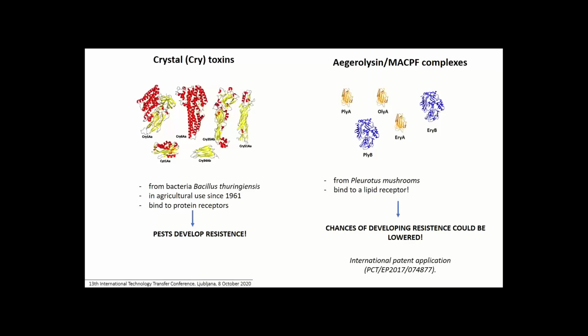Well, one of the possibilities that our agarolysin MACPF complexes could have some future to be used as bioinsecticides is their ability to bind not to a protein receptor but to a lipid receptor. So, a constitutive molecule that is building also biological membrane, and lipids are less prone to modifications and mutations. So perhaps the chances of developing resistance from the insects could be lowered. These results are also covered by an international patent application.